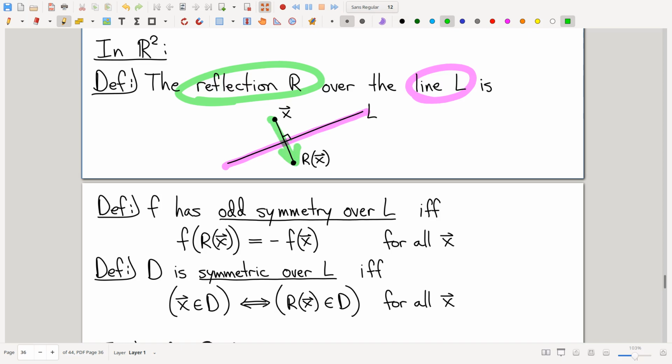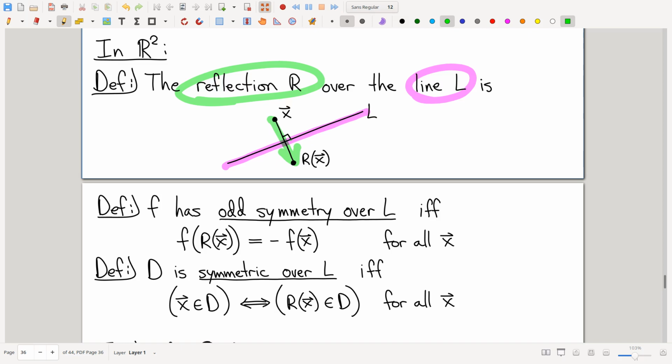If you want to get precise about it, given a point x, the reflection is the point that makes this vector perpendicularly bisected by the line. Who cares? The point is it means exactly what you think it means, right? That's the easy way to think about it.